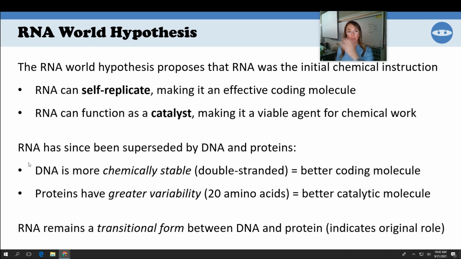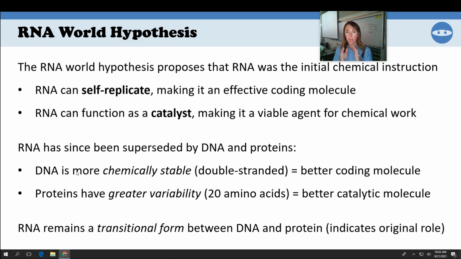So the things that came after are more chemically stable. Sorry, I forgot that little part there. RNA is single-stranded, while DNA is more chemically stable because it's double-stranded and twisted together, so it better codes for molecules. And the proteins that are made from those have greater variability because they have the ability to make 20 amino acids, so they're able to be better catalytic molecules.